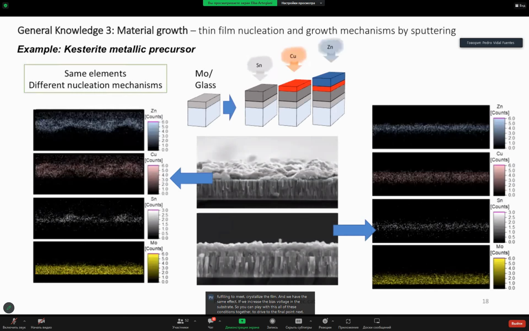This is another example, more to illustrate island versus layer-by-layer growth. In this one, we are trying to deposit a stack of tin, copper, and zinc. By modifying the tin conditions, you can see how we can move from island growth, that is the central image and the EDX image on the left. You can see the tin following island growth, and it affects the upper layers. Modifying some growth parameters of this layer, you can arrive at more or less flat growth of all the layers.